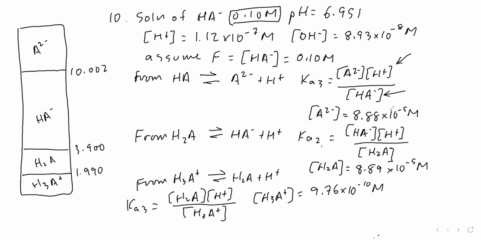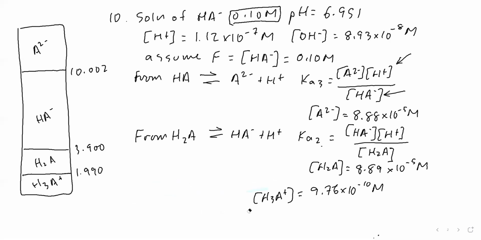We see that the concentration of the fully deprotonated A2 minus is very small. We see the concentration of the diprotic form, very small. And we see that the concentration of the triprotic form is really, really small. So our initial assumption looks like it's right. Now we have to do the math. So I'm going to erase this bottom part just so we've got a little bit of space. And you've already got your numbers written down.